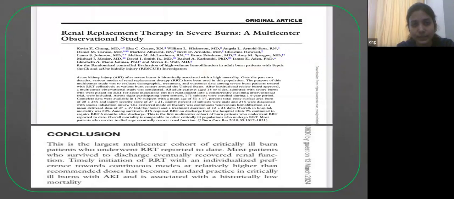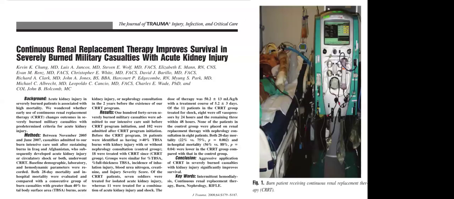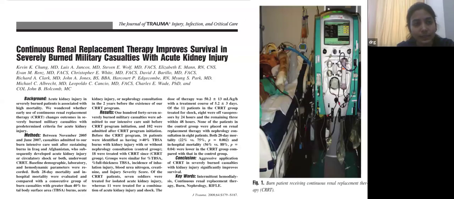So this is the study for the renal replacement. The study shows that a timely initiation of renal replacement therapy with an individualized preference towards continuous modes at relatively higher than recommended dose has become standard practice in critically ill burn patients with AKI and is associated with lower mortality. This study suggests continuous renal replacement therapy improved the survival in severely burned patients with acute kidney injury.